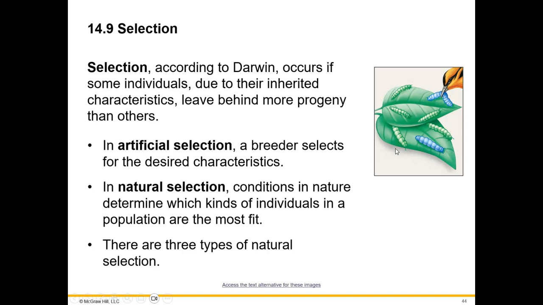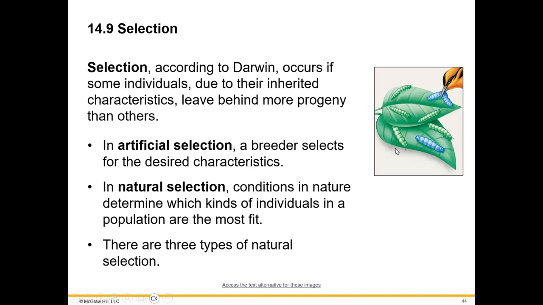When we talk about selection, according to Darwin, it occurs if some individuals, due to their inherited characteristics, are going to end up leaving behind more progeny than others. And this can either happen by artificial selection or natural selection. So in artificial selection, we have a breeder that is selecting those desired characteristics. Just like when we're breeding specific breeds of dogs or horses or sheep or whatever we're intentionally breeding, we're choosing the desired characteristics we want, and that's how we're making the decision about which members get to reproduce. So that's artificial selection because someone is making the choice for who gets to reproduce. In natural selection, that is led by the conditions in nature and the environment, which is going to determine which individuals are the most fit to reproduce and the most fit to survive.